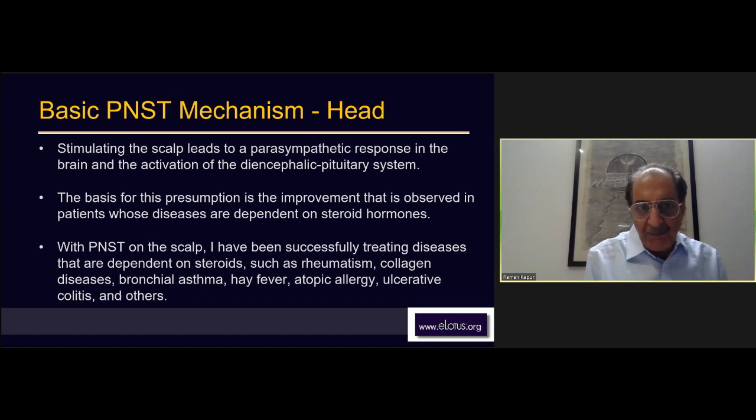on steroid hormones. And you know, we get a lot of chronic patients in our practice. And a lot of these patients are not getting resolved with even classical acupuncture. So I have found such patients do very well when we use the PNST treatment. One, because it is simple to use. Two, it is not as painful as needling. And three, the acceptance with the patients with this type of treatment is much, much higher. So with PNST on the scalp, I have been successfully treating diseases which are steroid dependent, such as rheumatism, collagen disorders, bronchial asthma, hay fever, atopic allergies, ulcerative colitis, and others.